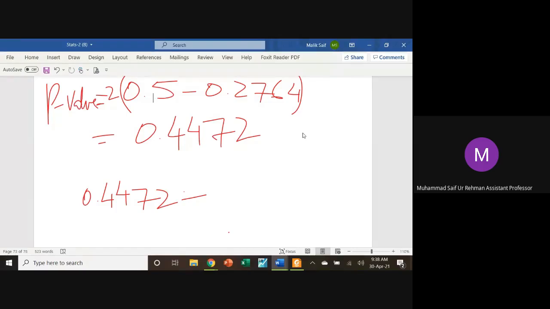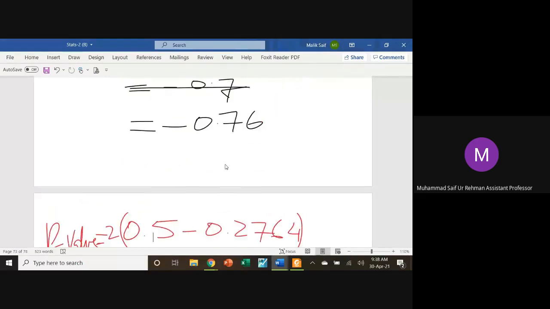0.4472. And here you have to write down 0.10. This was the level of significance. So which one is larger? This value is larger. The probability value is larger. And the rule is we reject when it is less than alpha. So in this case, it is larger, so we don't reject H naught.